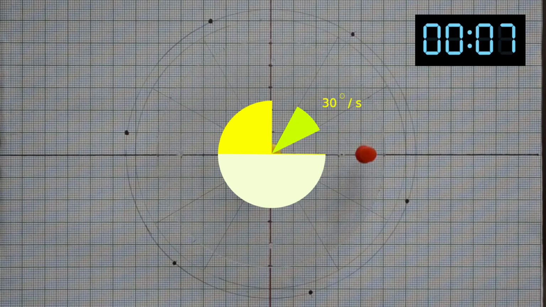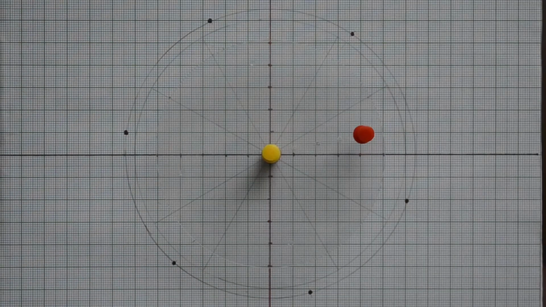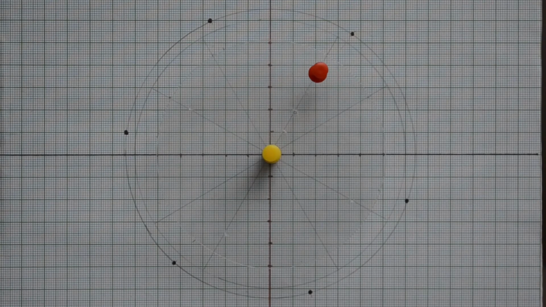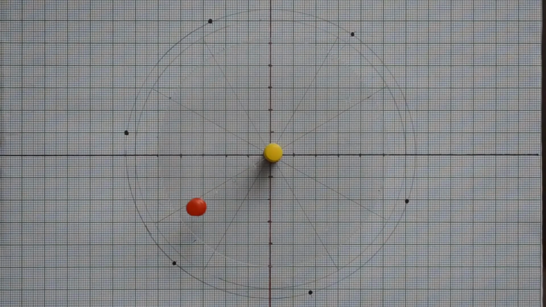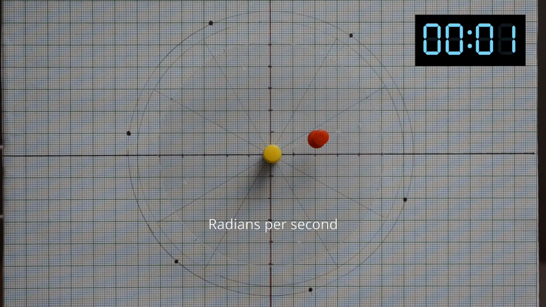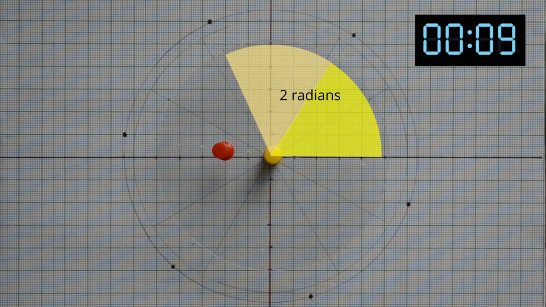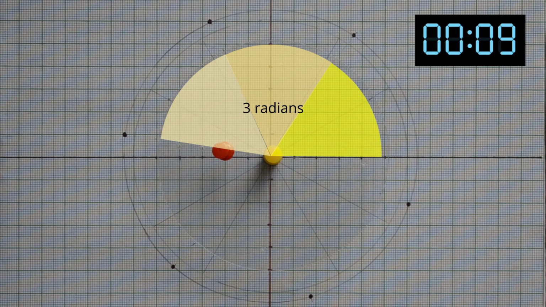As angular velocity of the pushpin is changing during rotation, we can say that it is performing non-uniform circular motion. Angular velocity refers to how fast an object rotates or revolves relative to another point. Angular velocity can be measured in radians as well. In this case, pushpin has moved 3 radians in 9 seconds.